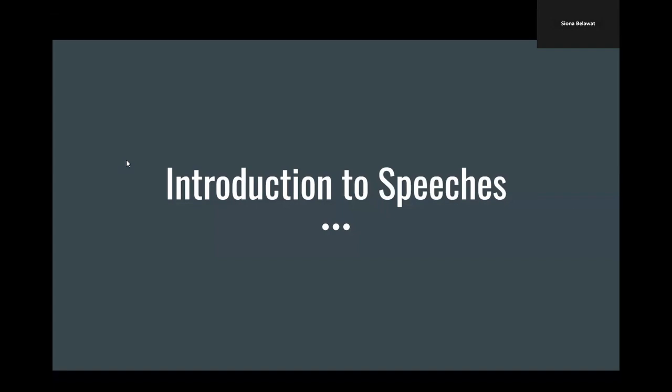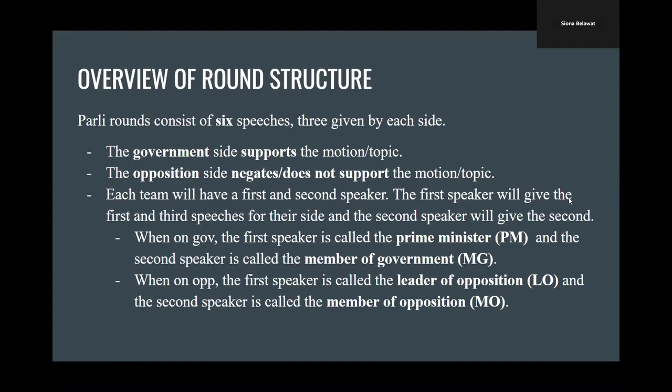Just to quickly go back to that, the overview of a round in Parley is that we have six speeches. The Gov is for the motion, the Op is against it. Each team has a first and a second speaker. On the government, the first speaker is called the Prime Minister, and the second speaker is called a Member of the Government. On the opposition side, the first speaker is called the Leader of Opposition, and the second speaker is called the Member of Opposition.